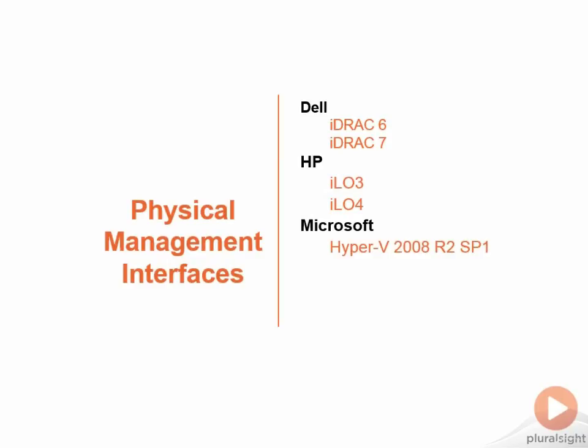For Microsoft, Hyper-V 2008 R2 SP1 is supported. And then for Cisco, UCS Manager 2.0 and 2.1 are supported. So that covers the major vendors. Now, again, if the product has an API, we can integrate with it. These are just the out of the box ones that I called out specifically that are supported, but your use cases are really limitless.